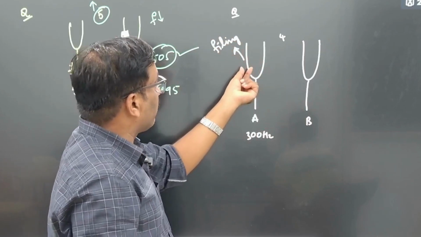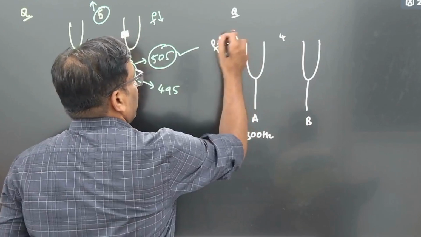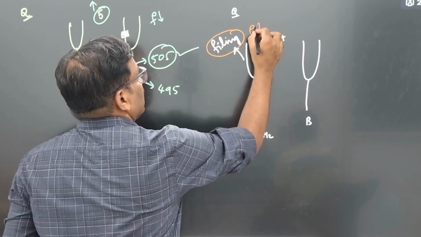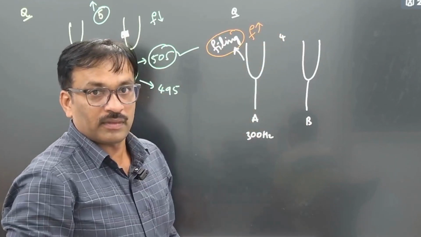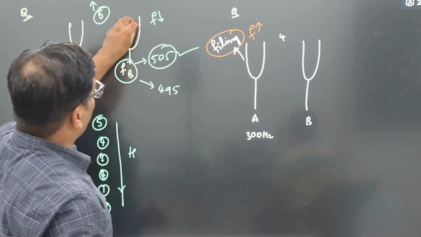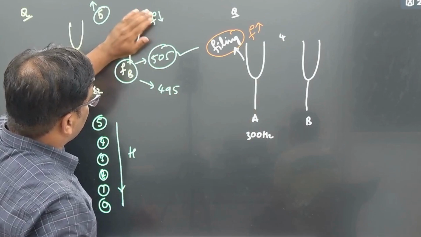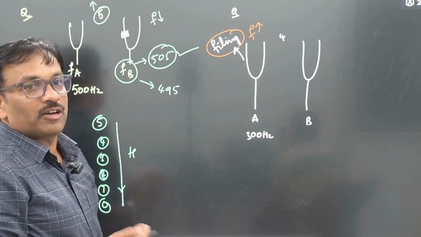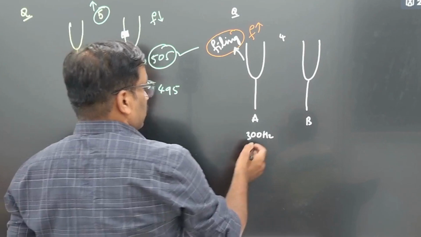Means what will happen now? When you are doing filing, the frequency of this one increases. It is exactly the same. Therefore, if you are decreasing the frequency of one or increasing the other, it will be the same only. So again, 300 is there.